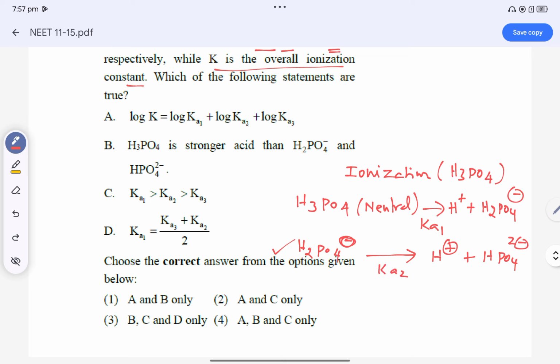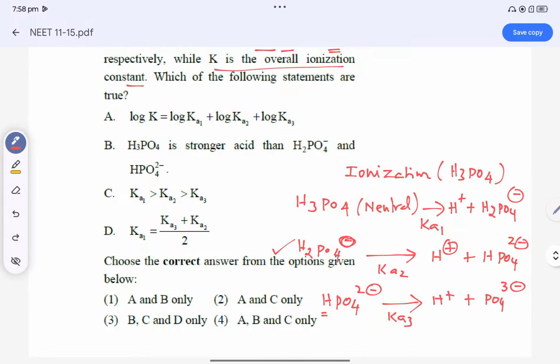HPO4 2 minus. The next, this is denoted as Ka2. Clear, my dear students? Then HPO4 2 minus again loses H plus, because it possesses only one hydrogen atom. It is going to be lost. So H plus, and now PO4 3 minus. This is denoted as Ka3.